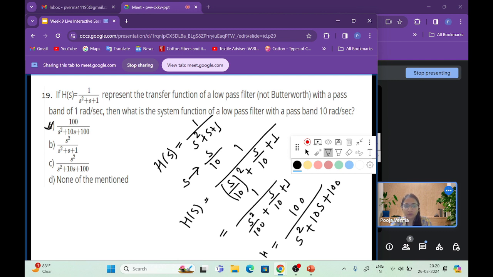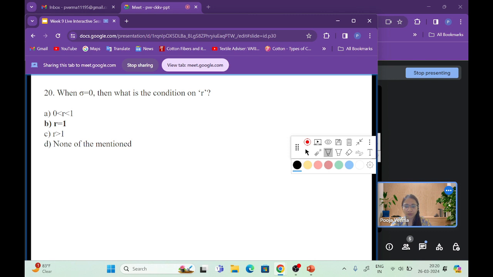Okay. Okay, I think all of you have got this. So can we move to the next question? Okay, so the next question is, when sigma is equal to 0, then what is the condition on R?